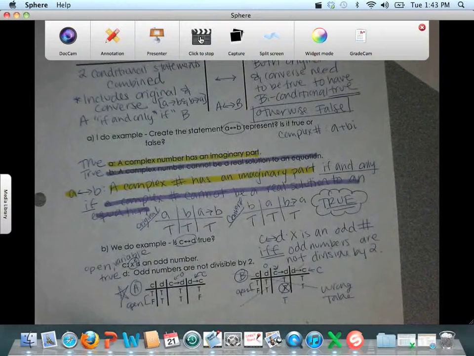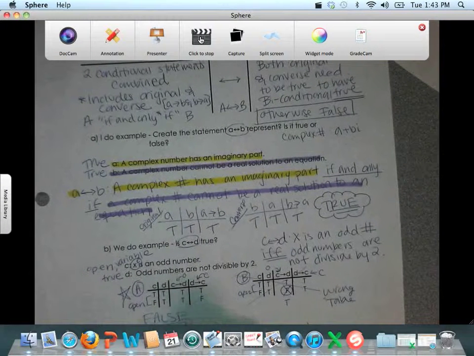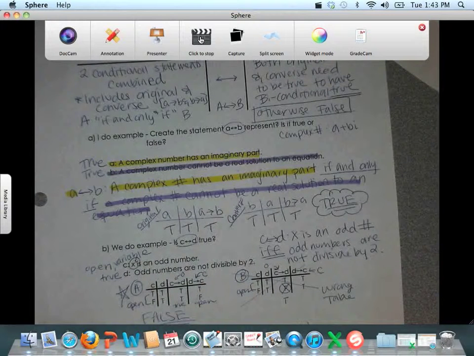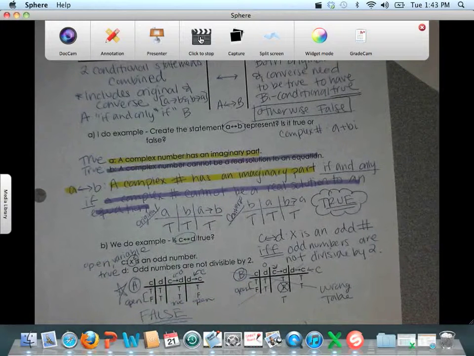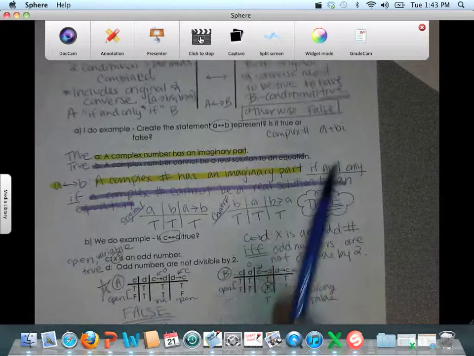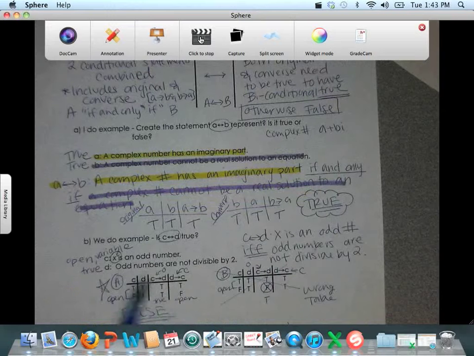This one's correct, and your answer is actually false, because the original was true, but the converse ended up open. And you can't be open, remember? Never open. So, because one of them was open, the whole thing ended up being false.